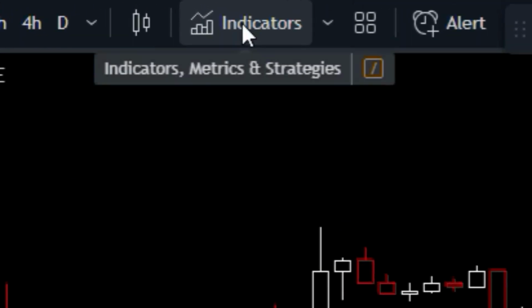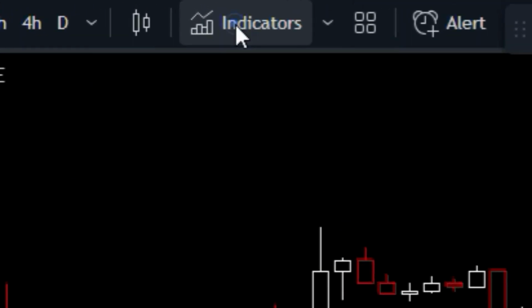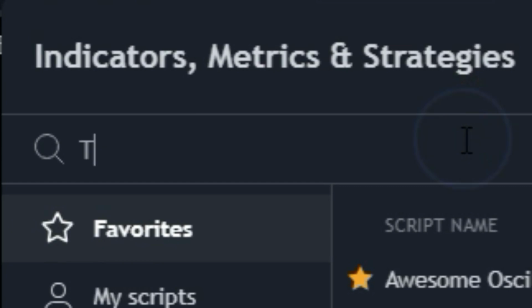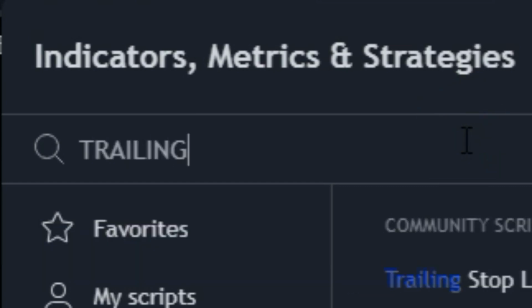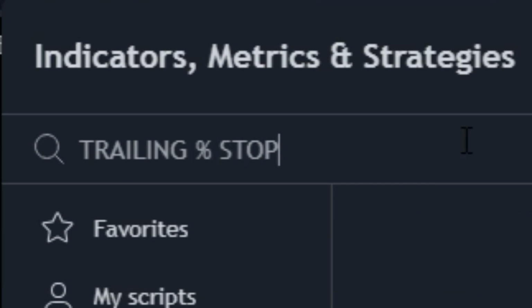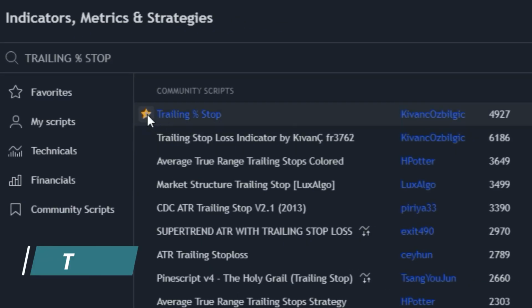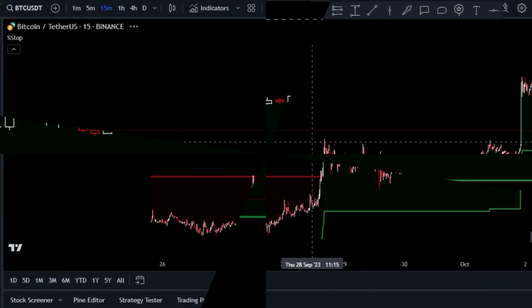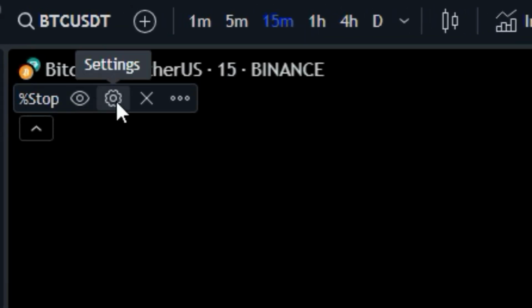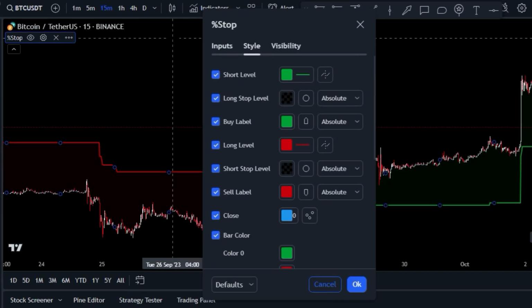Let's talk about our first indicator, the trailing percentage stop. Think of it as your trusty safety net when you're walking a financial tightrope. Now that you've got this powerful indicator in play, let's fine-tune it for precision.